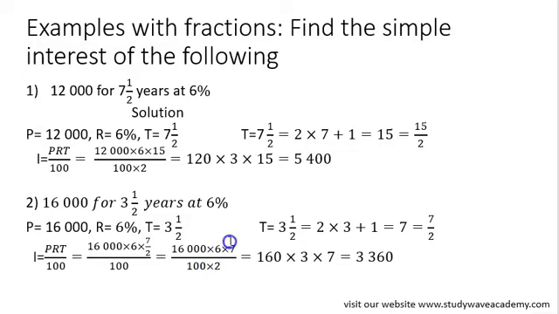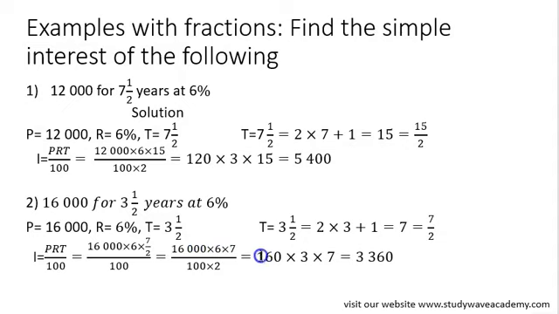Can 2 cancel 7? No, there will be a remainder, right? But 2 can cancel 6, right? If we use 2 to cancel 6, it will give us 3. And the next step is to cancel our 100. We cancel the 0, 0, 0, 0 and write out our remaining equation.